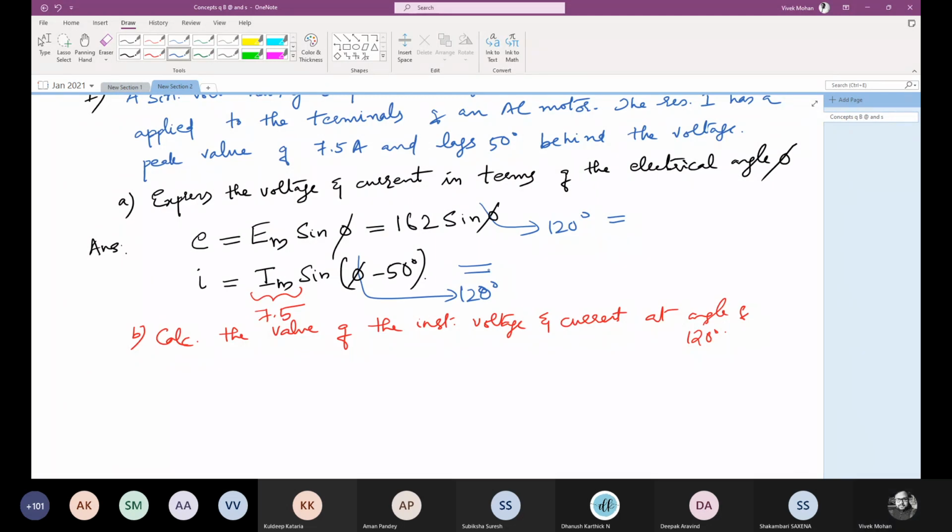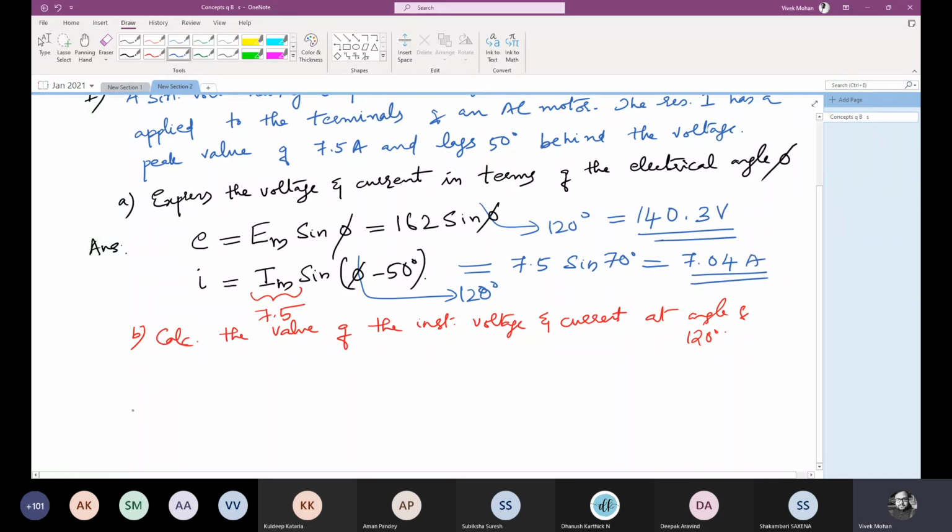What's the E value? Sir, 140.3. 140.3 volts. Then I'm representing my current, which is basically 7.5 into sine 70 degree. What is that? Sir, 7.04. 7.05. 7.04, right? Okay, 7.04 amps I'm representing.